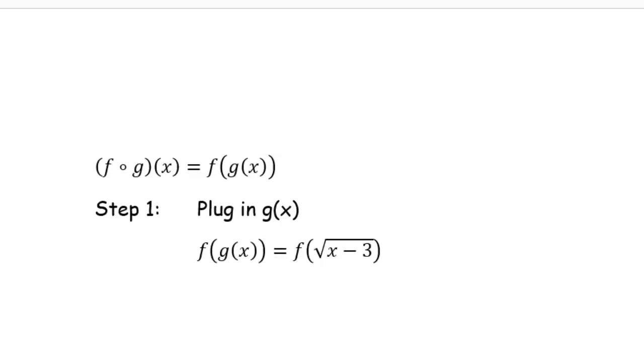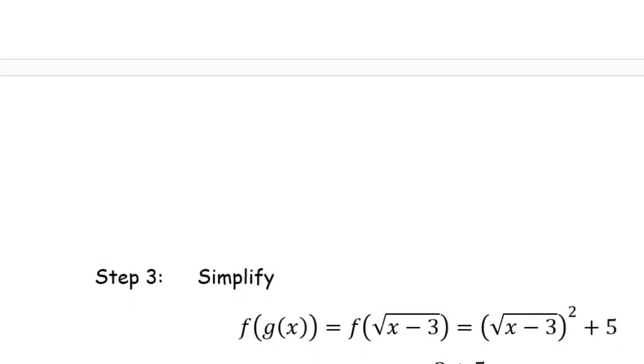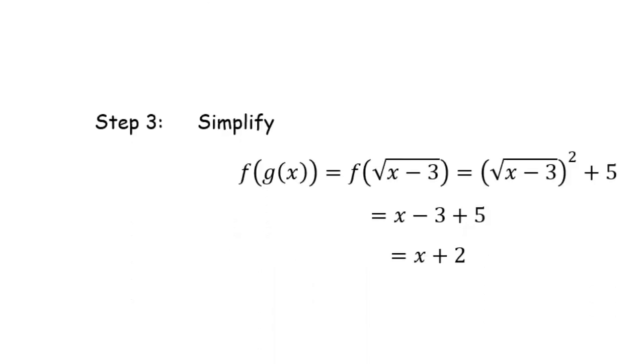So for f composed with g, we're going to leave the outside function alone and replace g with what it is. G of x is the square root of x minus 3. And you can guess what step two is going to be. It's going to be to f that. F says take what's in the parentheses, square it, and add 5. And finally, simplify. The square root of x minus 3 all squared is simply x minus 3, and then we add 5 to get x plus 2.